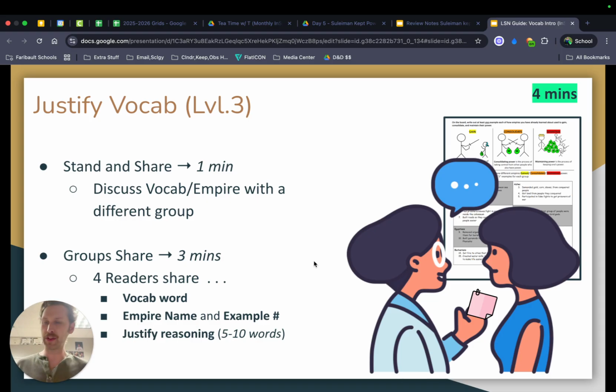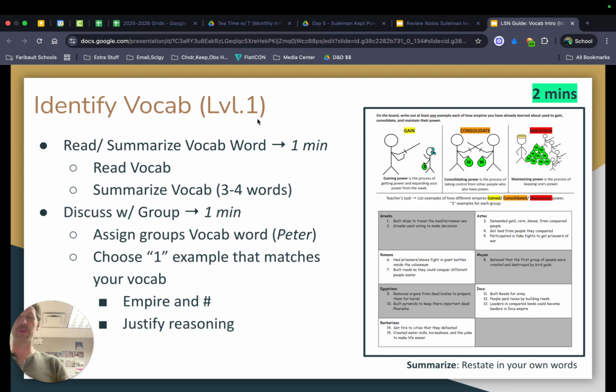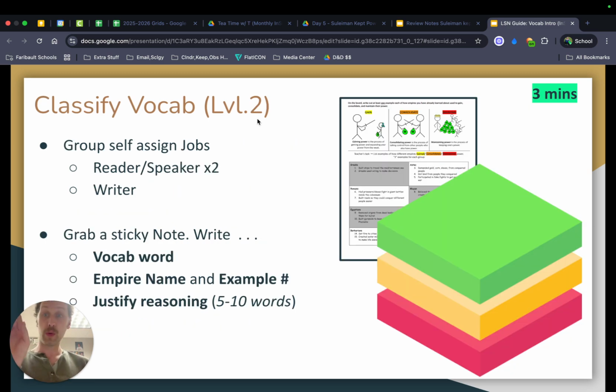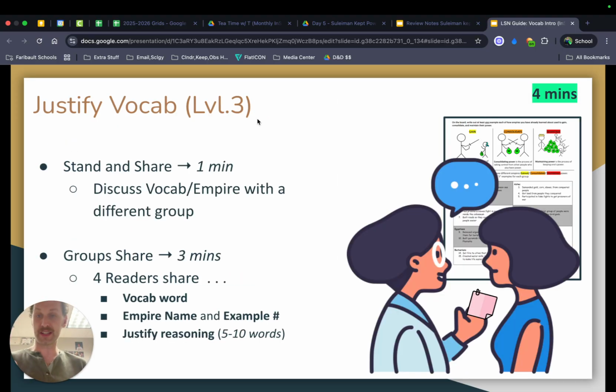Now, after they've written those things down, you'll see on here these levels. As we are discussing and going through this little mini lesson, you should notice how the student's thinking is getting more critical. So we start off identifying vocab. We're classifying this as Costa's level of thinking. And then the last one, they need to justify this. So they're doing the highest level of thinking now.